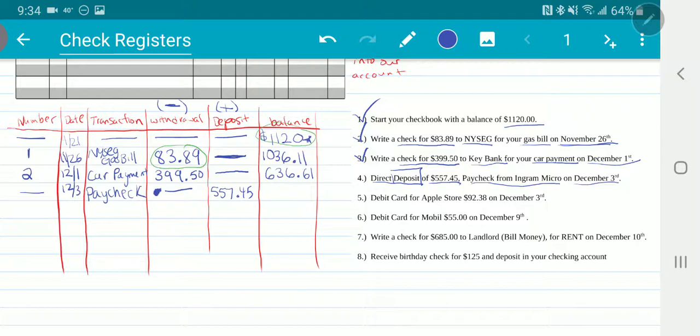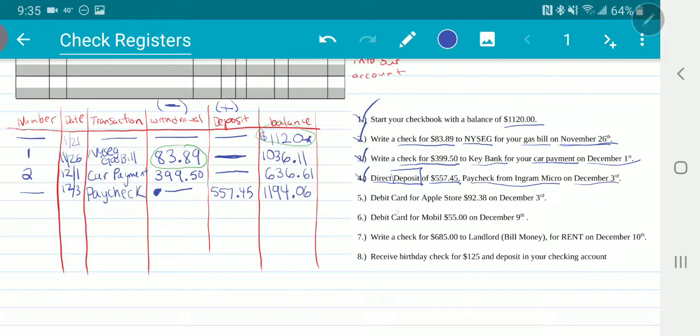Now money's going into my account, so I'm going to take that $636.61 and add my $557.45. And my new balance, you see my account's going to go back up. I'm going to be at $1,194.06. So we like direct deposits, okay? We like seeing our accounts go up. And there we go. We just finished step number 4. Step number 5 will be the last one that we do together.